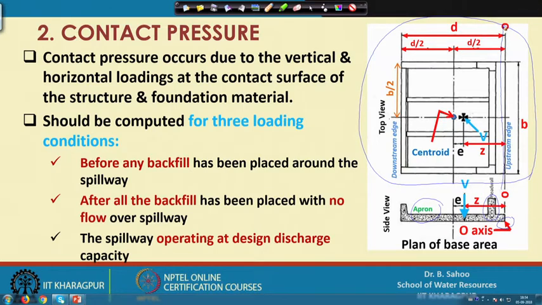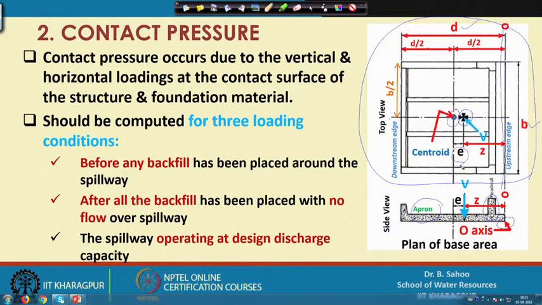It has a width of D and length of B. So, the centroid passes through D by 2 and B by 2. So, this is my centroid, which is exactly at the center of this rectangle, and my vertical forces are acting at this location, which is at distance e from the centroid.